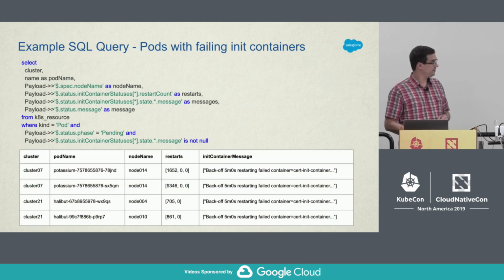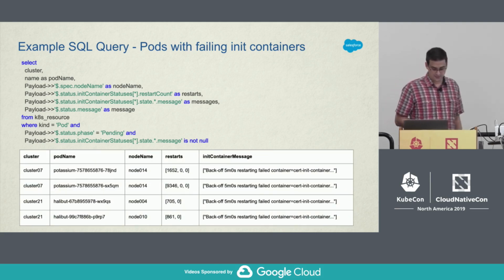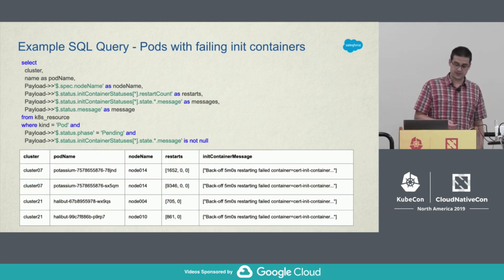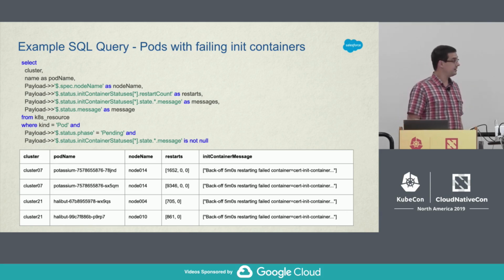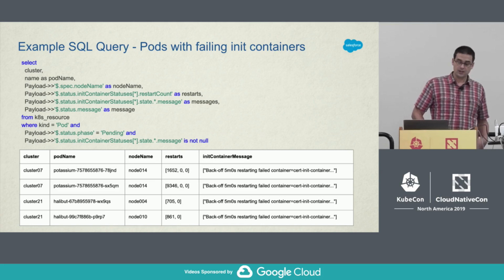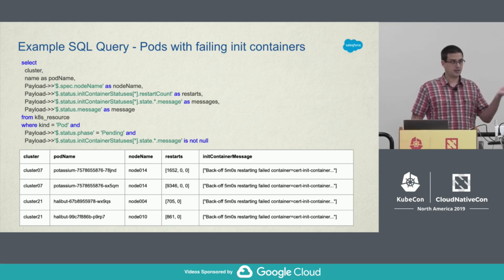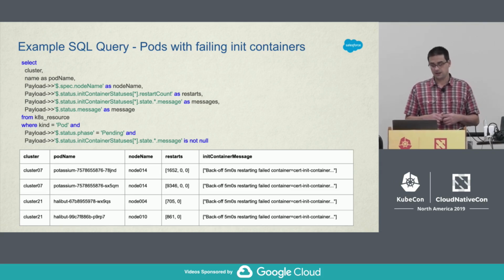So let's run this query. This tells me I've got 4 pods with this issue, 2 in cluster 7 and 2 in cluster 21. I can see that the ones in cluster 7 have been broken for quite a while, because one of them has restarted almost 10,000 times. And I can see that it's consistently the cert init container that's failing. So this is a useful query. I might want to run this in the future after we've rolled out a fix.